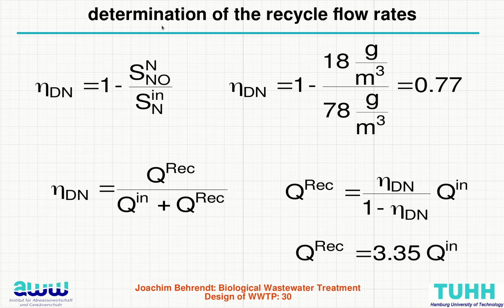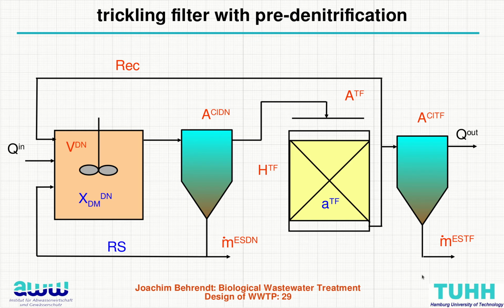Finally, the internal flow rates we have to calculate. We don't have a return sludge, therefore this is one higher, 3.35. Finally the same considerations as before, but we don't have a return sludge with nitrogen. Therefore all this material comes from this. Here we don't have nitrification, there's no nitrate inside.